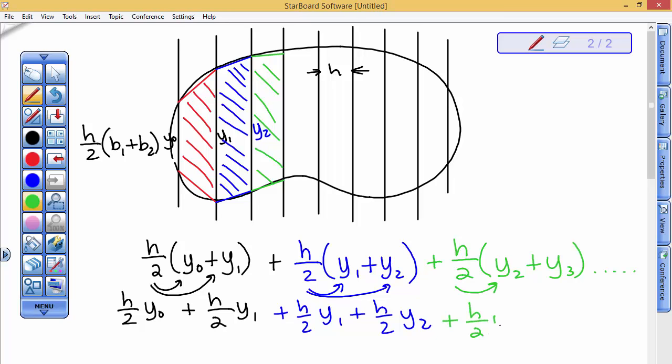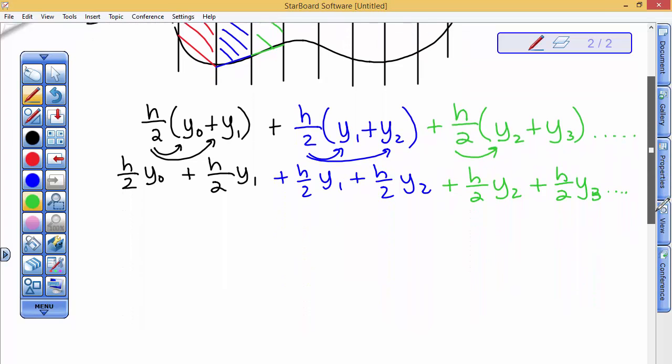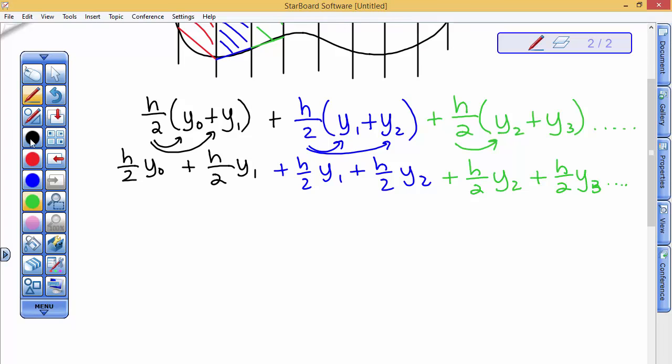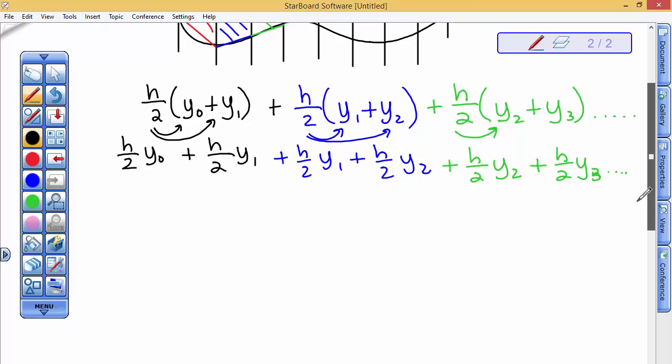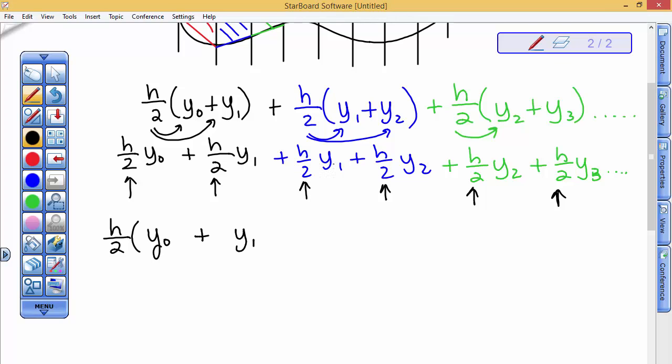All right. So now I want you to notice that each and every one of these terms had an h divided by 2 in them, every one of them. So I'm going to factor that out now. So I will factor out an h divided by 2 out of each one of those, and right here I'll have a y sub naught, and right here I'll have a y sub 1. And right here, I'll have another y sub 1. And right here, I'll have a y sub 2. And then right here, another y sub 2. And so on. Remember, this goes on and on and on.